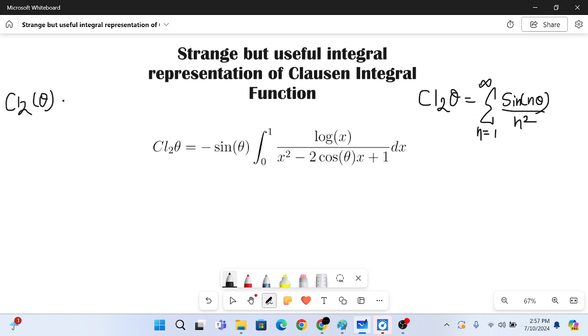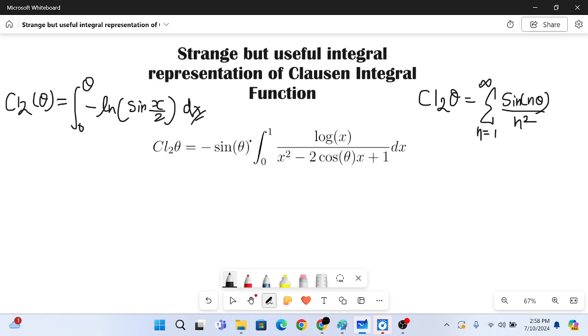CL2 of theta is defined as the integral from 0 to theta of minus ln of sine x by 2 dx. So this is the integral representation, but here I'm trying to give you a new integral representation. Let's say a second integral representation for the Clausen integral function.